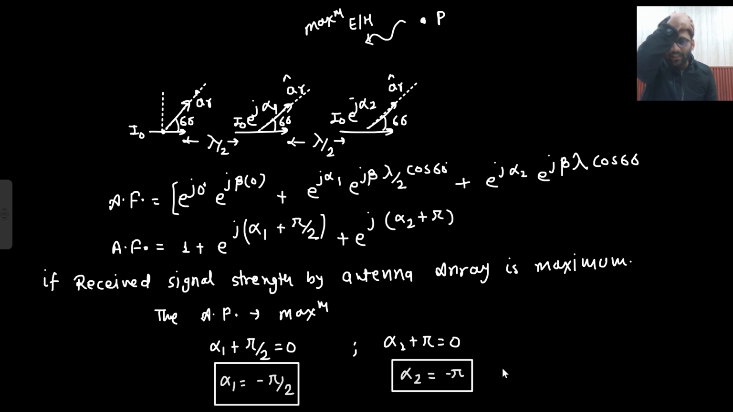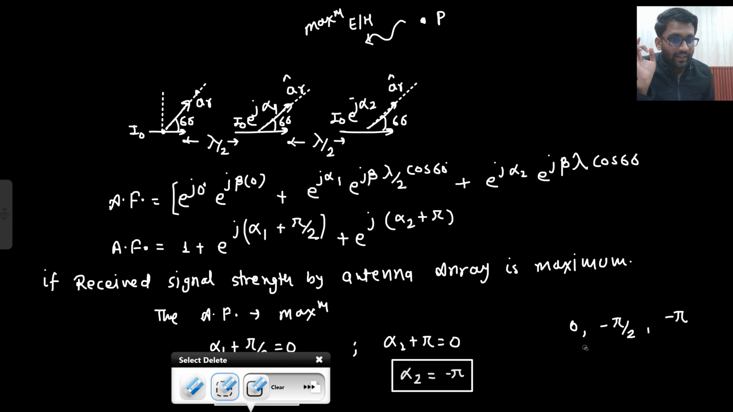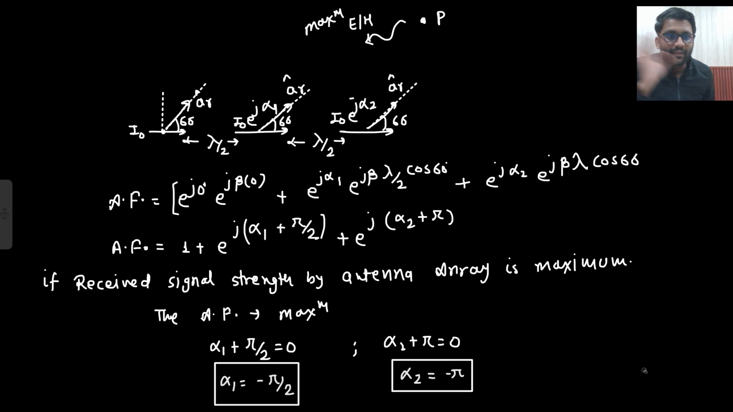If in the examination they ask a question like this, how much current will be flowing in the receiving antenna? From point P, some EM wave is coming, and because of that maximum EM wave, how much current will be flowing in the receiving antenna? What will be their respective phases? Then the answer would have been 0, minus pi by 2 and minus pi. But this is not what they are asking in the examination. They are not asking you the phases of current. If they had asked the phases of current, then this would have been the answer.